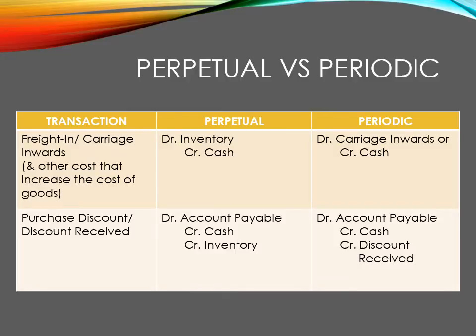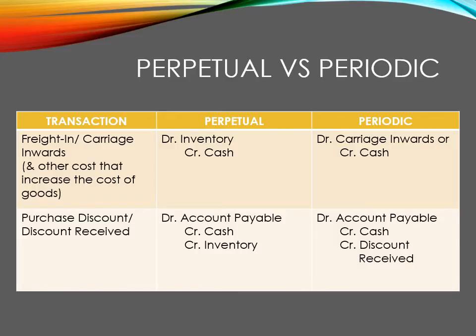For transactions that would increase the cost of goods sold, for example carriage inwards, you are paying the transportation for bringing the goods from the suppliers' premises to our business premises. So in the periodic inventory system, we will debit carriage inwards account and credit cash.